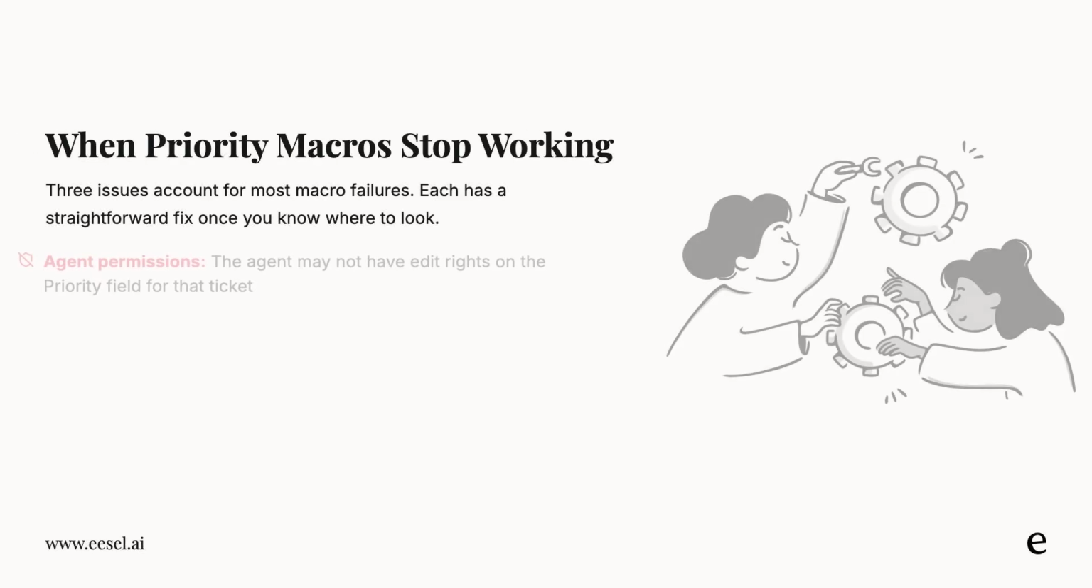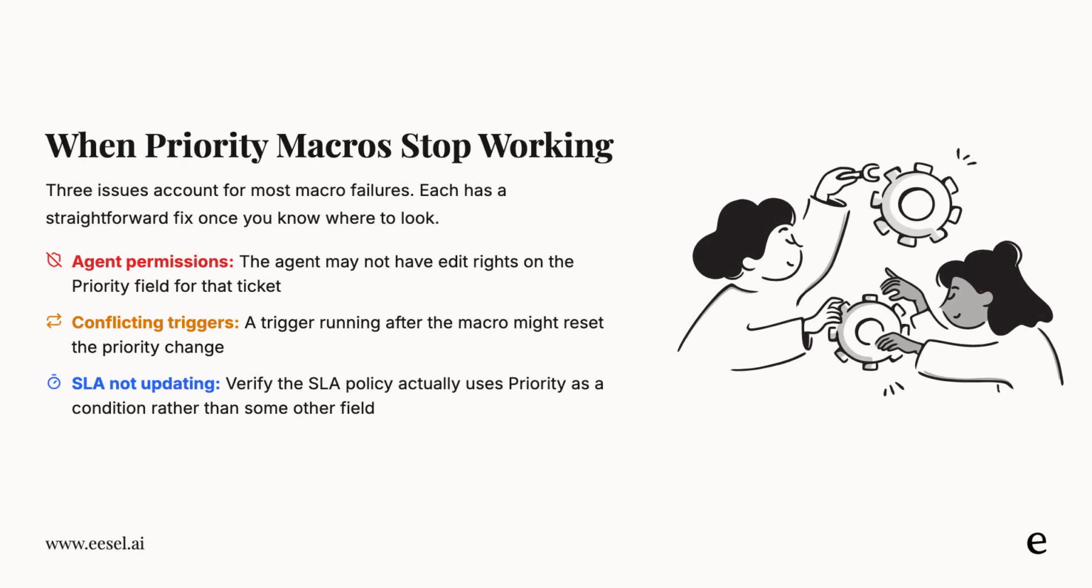If a macro runs but the priority does not change, check agent permissions first. Some custom roles block field editing. If the macro runs correctly but a trigger fires right after and resets the value, you have a conflict to resolve. And if SLA targets do not update, verify your SLA policy actually uses priority as a condition rather than some other field.